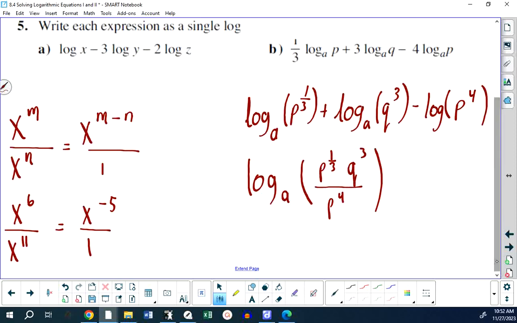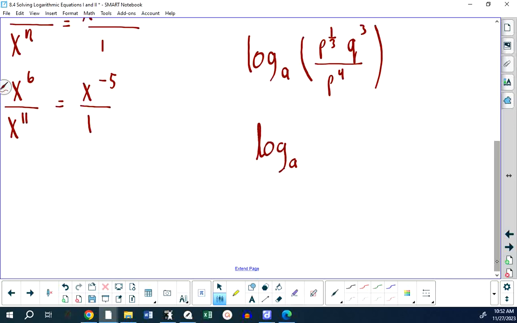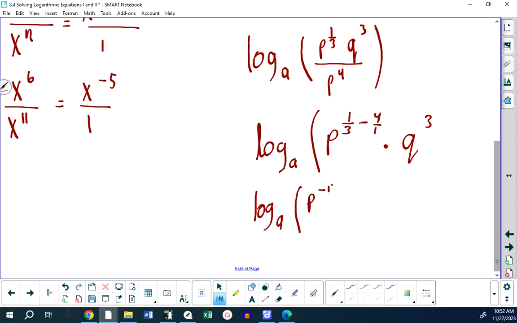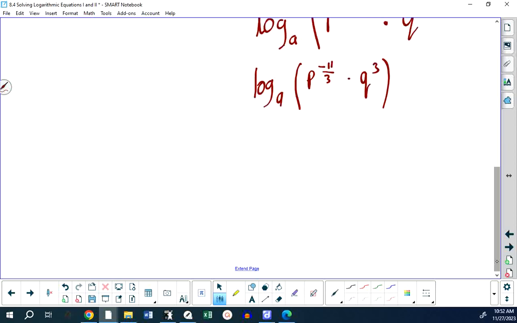So what I'm going to do now is say to myself that this is going to be the base a logarithm of p to the third minus 4, multiplied by q cubed. And now I need to figure out what a third minus 4 is. You can use a common denominator, or you can use your calculator, but I believe you're going to get 11 thirds, and it will be negative 11 thirds. So I end up with log base a of p to the negative 11 thirds times q cubed. We've got this kind of unwritten rule in math: negative exponents are a little bit verboten. We don't want to use negative exponents. So I'm going to move that p to the negative 11 thirds to the bottom of the argument and get log base a of q cubed over p to the 11 thirds.